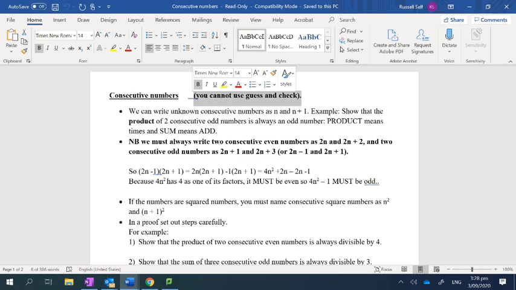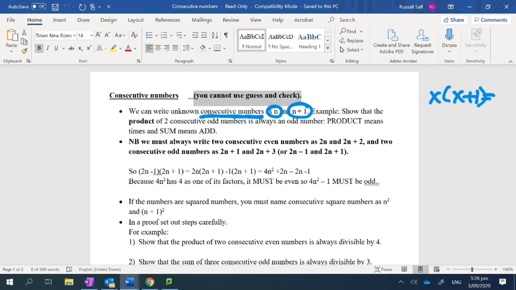Let me do some consecutive numbers. Just plain old consecutive numbers. She uses n here, but it can be anything. If it just says plain old consecutive numbers, you just use x and x plus 1. Because consecutive means one right after the other, right? So it's going to be one bigger. So it'd be x times x plus 1 if it was the product of 2 consecutive numbers.